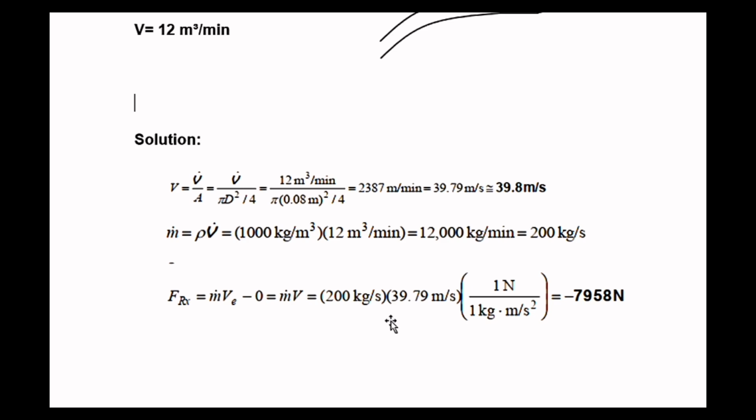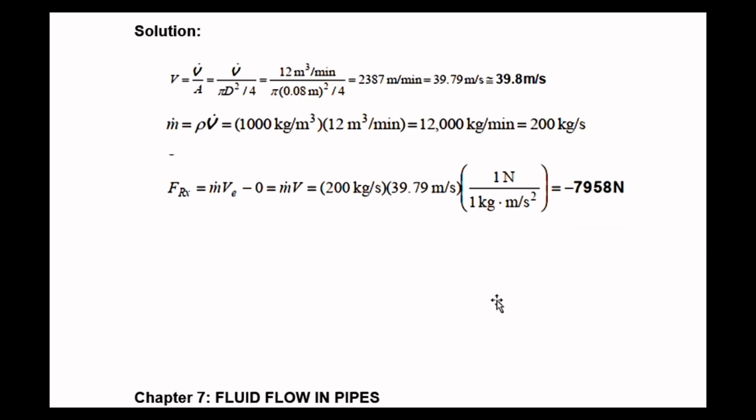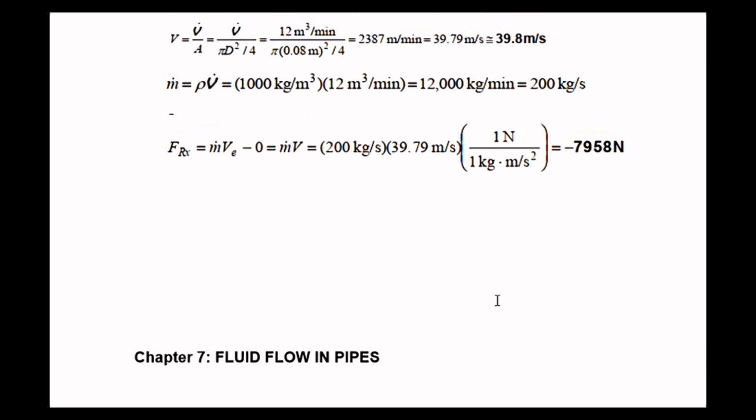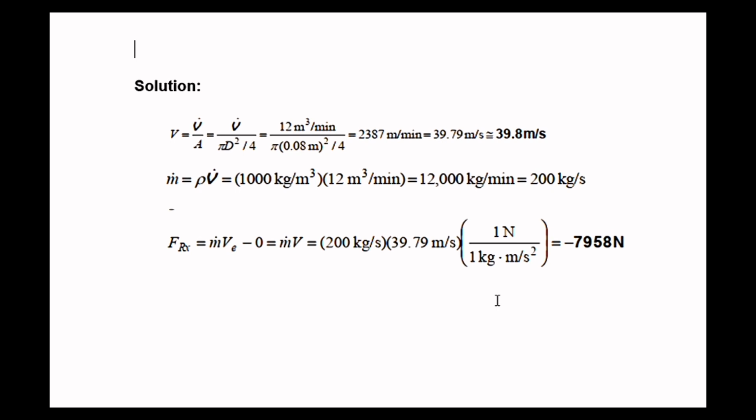Since kilogram per second times meter per second is equivalent to Newton, and since we were looking for the force, we need to convert it into Newton. 1 Newton is 1 kilogram multiplied by meter per square second, and by plugging it into our calculator, we get 7,958 Newton. So therefore, the firemen must be able to resist the force of 7,958 Newton to hold the nozzle in place.